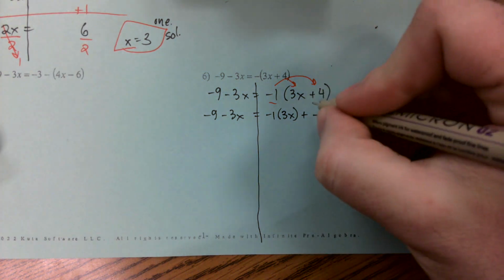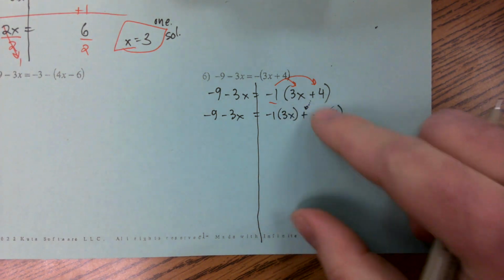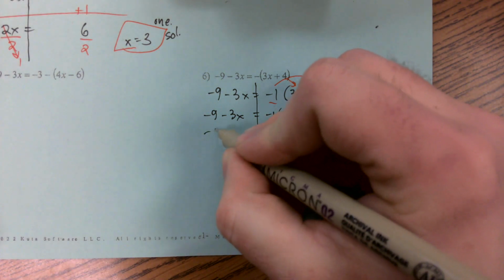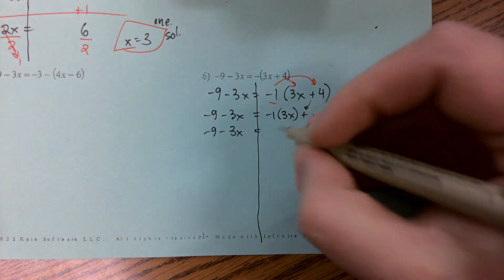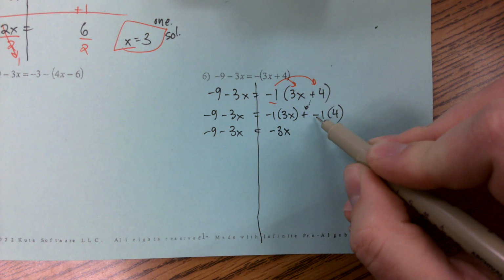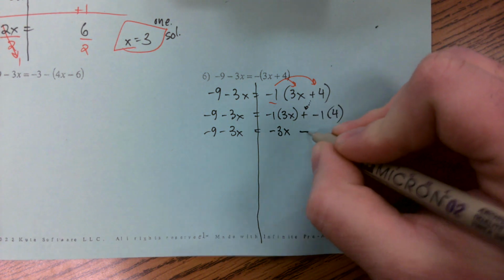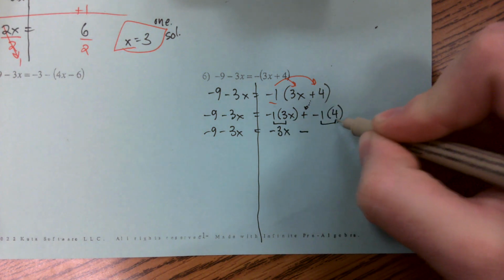It's really important that you keep this sign in between, okay, because you don't want any sign confusion here. That's where you're going to make a mistake most likely, if you're not careful. Negative 1 times 3x is just negative 3x. A plus next to a minus sign is going to give us a minus sign, and negative 1 times 4 gives us negative 4.